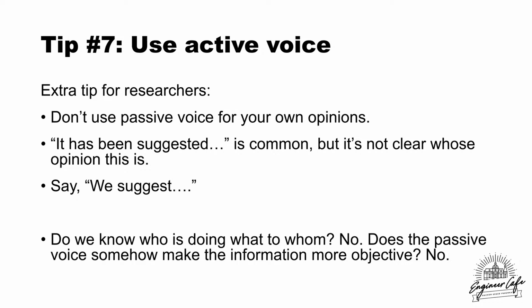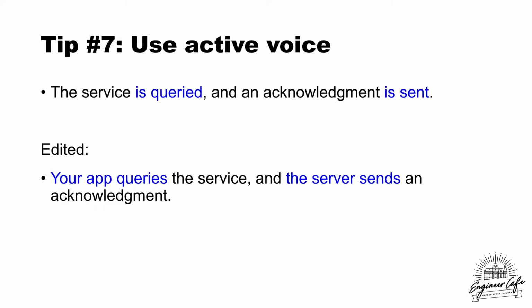So we'll go back to the example. I think it would be better to say something like, your app queries the service and the server sends an acknowledgement. And then the direction of flow is a little bit more clear. Actually, this one is slightly longer, while the first one is shorter because we haven't said who is doing what, the subject and the objects. But longer is clearer in this case.